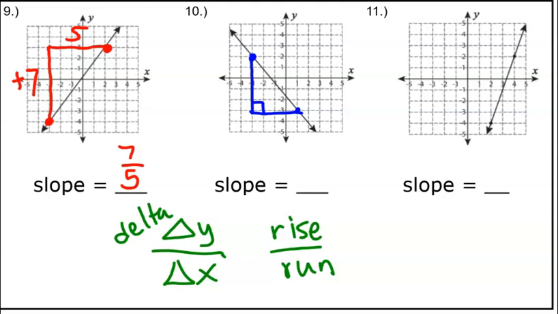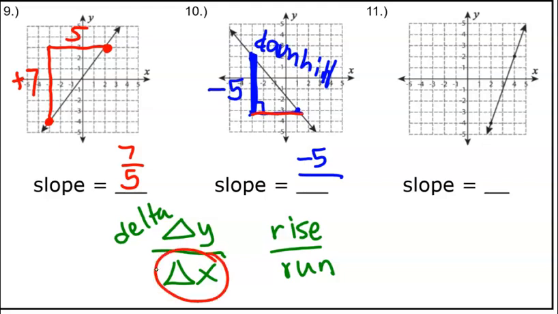Again, for number 10, when I drew my rise, I went from +2 down to -3. That's a decrease of 5, so you need a negative value, as you can see, because the line is going downhill. And if you go downhill, your fraction should be negative. Now when I run across here or change my x, delta x, I go from -3 to +1, which is a change of 4. So my fraction will be -5/4.